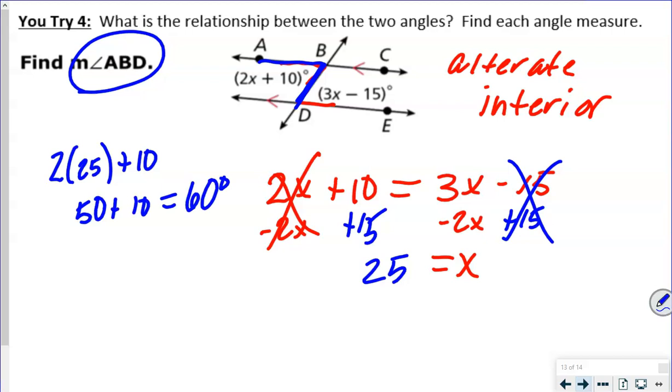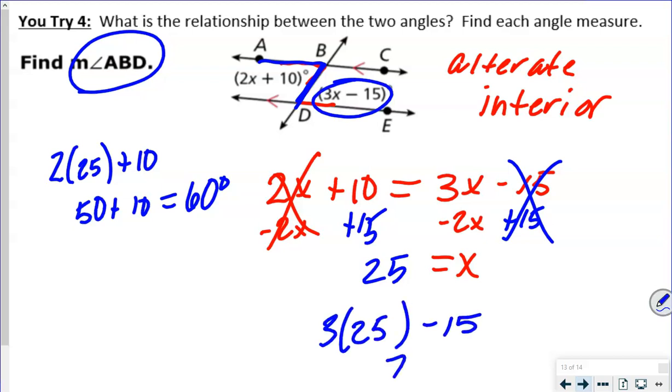Now, if I want to check this, I could plug that in the other one too. So up here, I could say 3 times 25 minus 15, that's 75 minus 15, and that's 60, right? And so that's how I can check my answer.